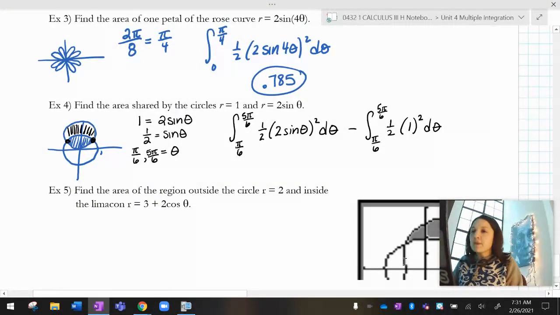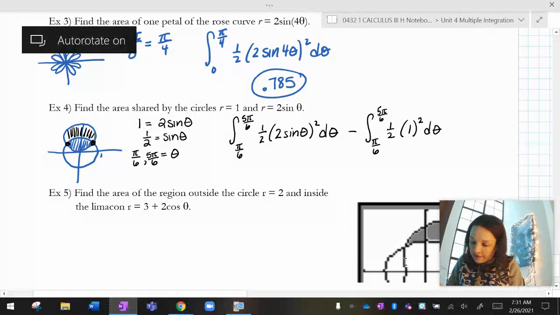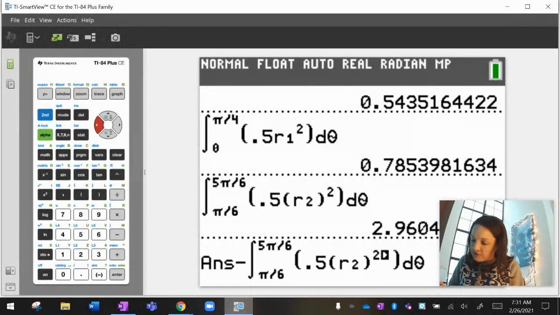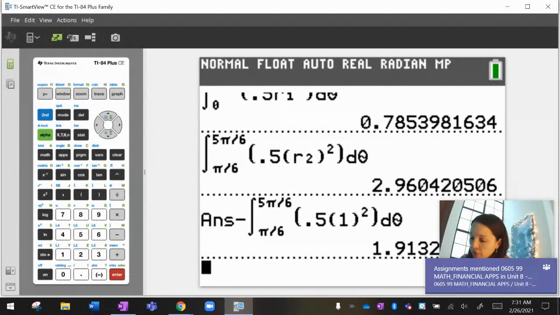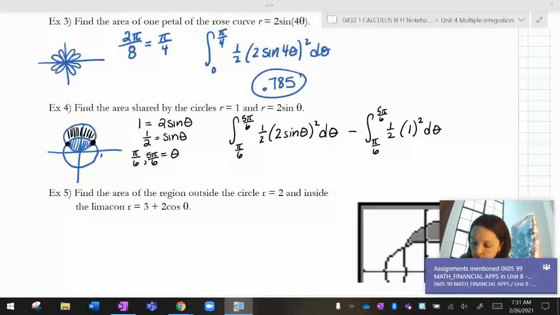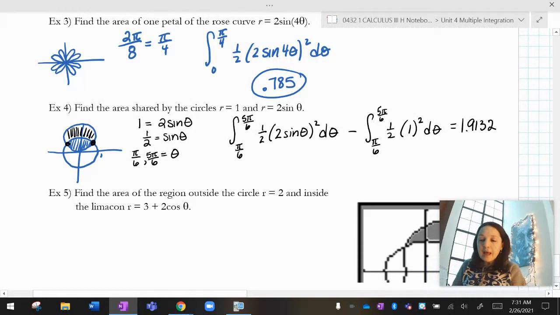Okay, sorry about that. So if we want to evaluate this and find the area of the black section, we were typing some stuff into the calculator. And we did 1/2 r squared d theta, and we were doing 1/2 r squared d theta here, but my second r is just 1, so I'm going to just type 1. And the area of that black section is 1.9132. All right, so I'm going to come back over here, and this is 1.9132. Now, that's the black part.